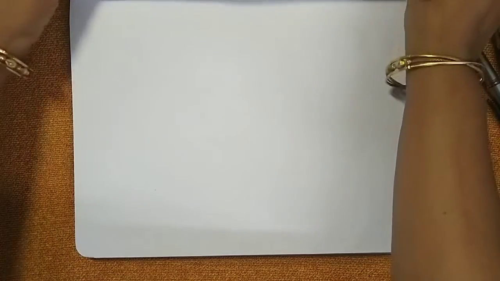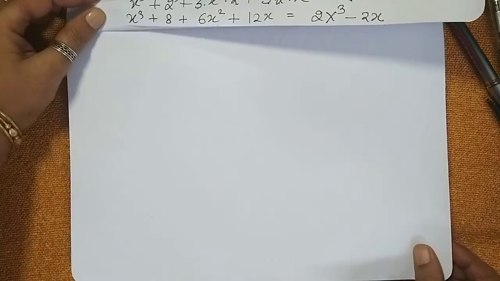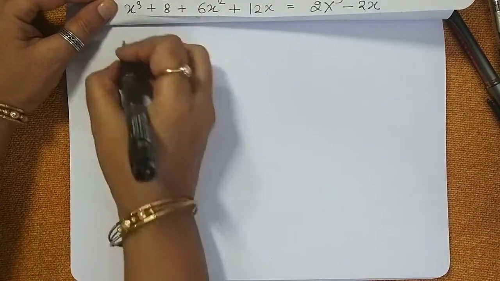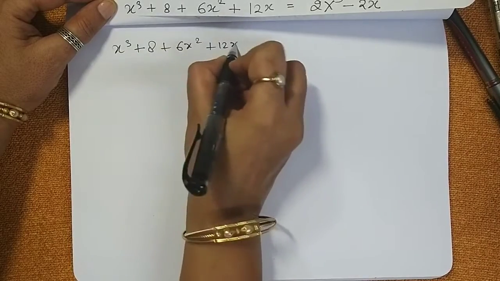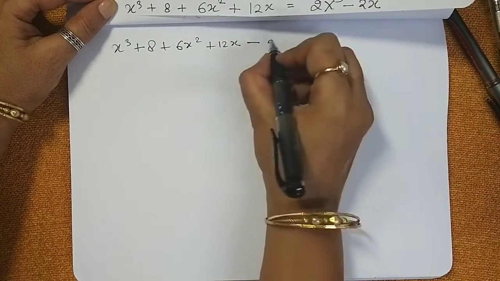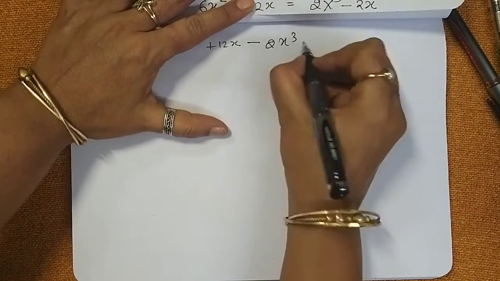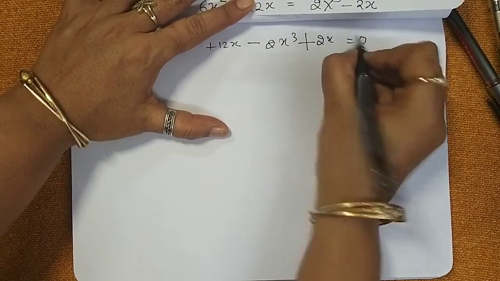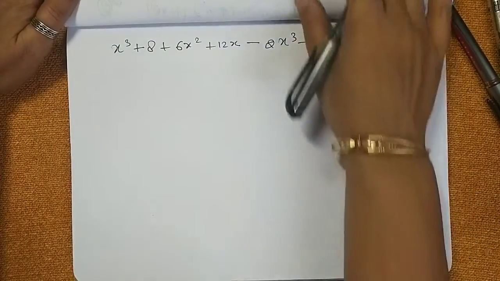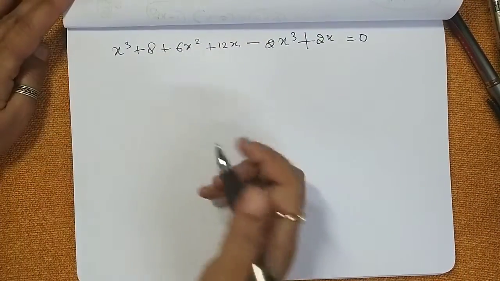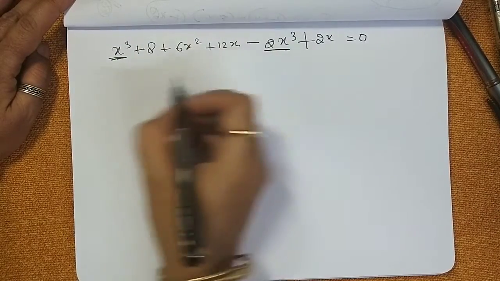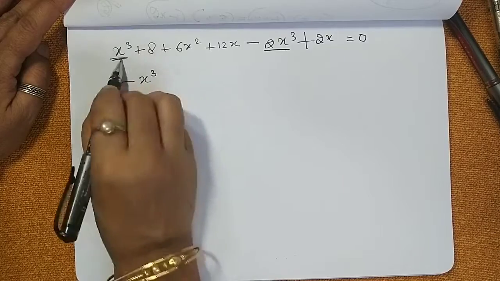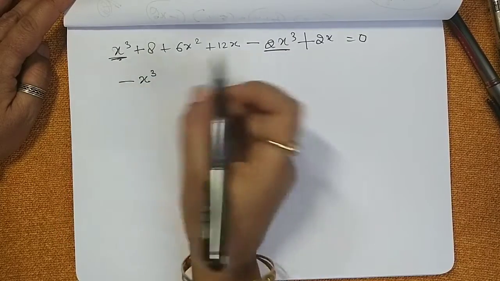So let me do this, guys. So what I am doing here is, see here, I will bring x cube plus 8 plus 6x square plus 12x minus this. I am bringing this side, 2x cube plus 2x, is equal to 0. Now let me simplify it. So this will become x cube and minus 2x cube is minus x cube, right? 1x cube minus 2x cube is minus x cube.